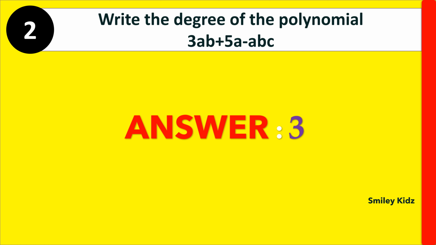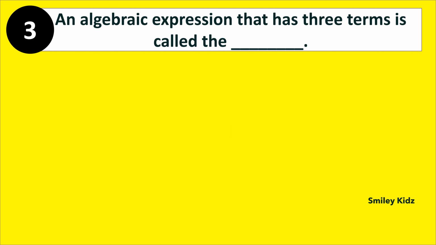The degree of 3ab is 2. The degree of 5a is 1. And the degree of abc is 3. The highest among these is 3. So the degree of the polynomial is 3. Moving to question number 3.